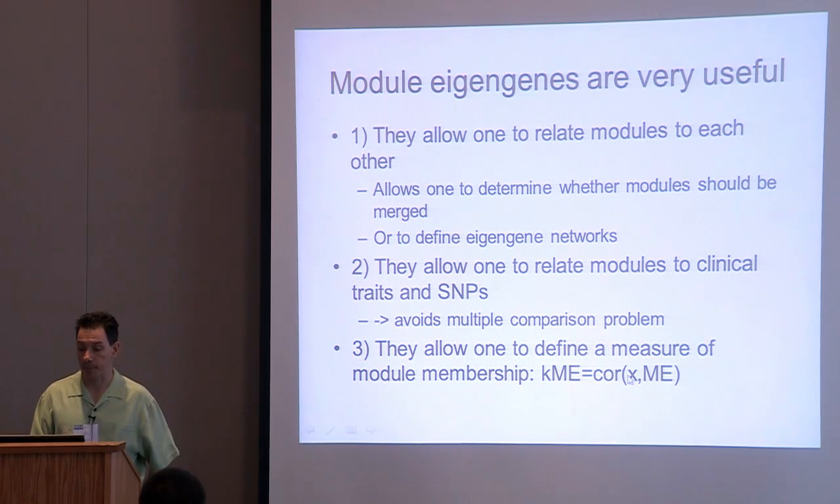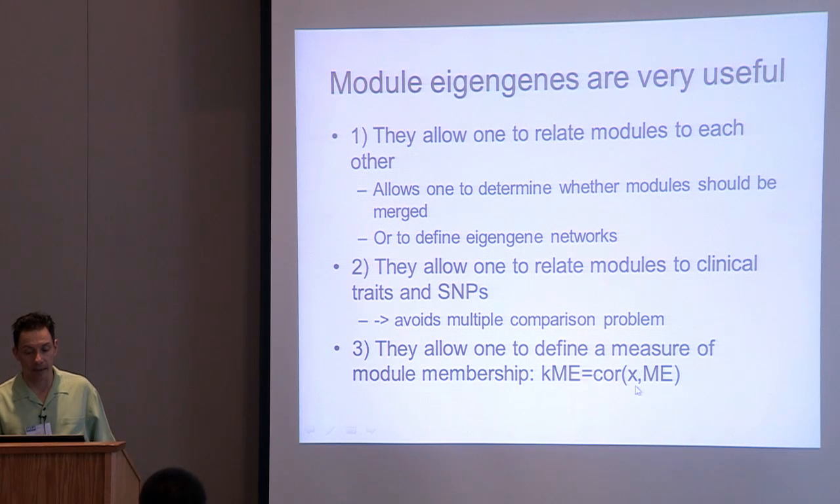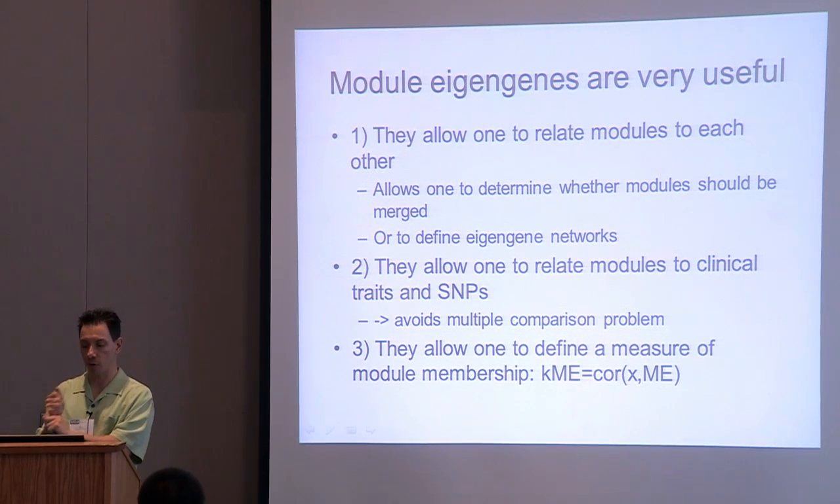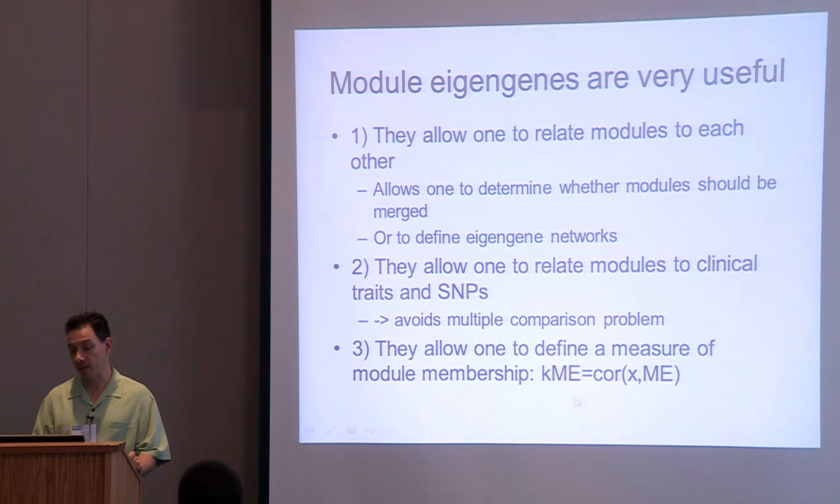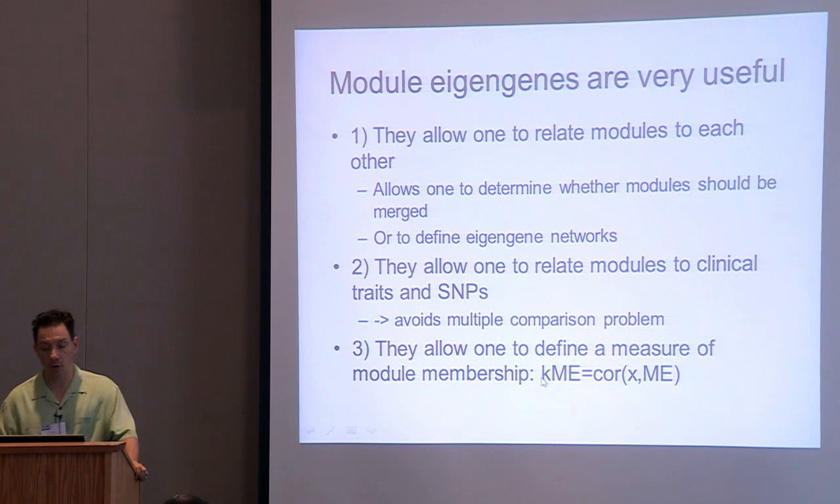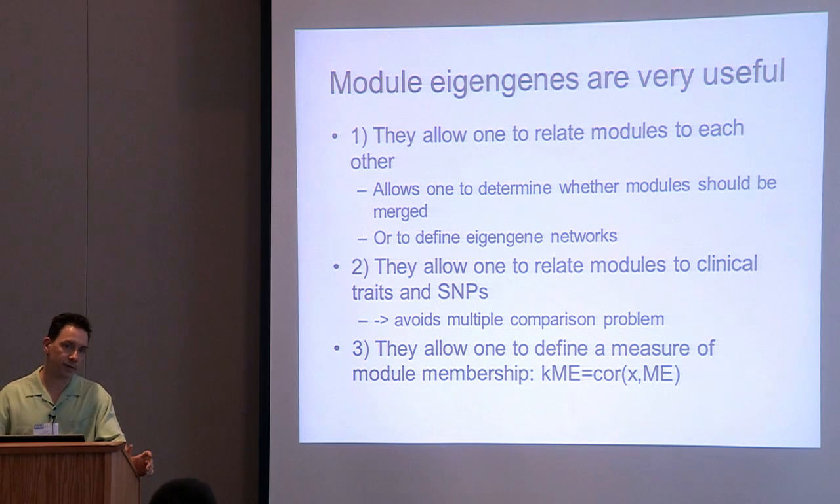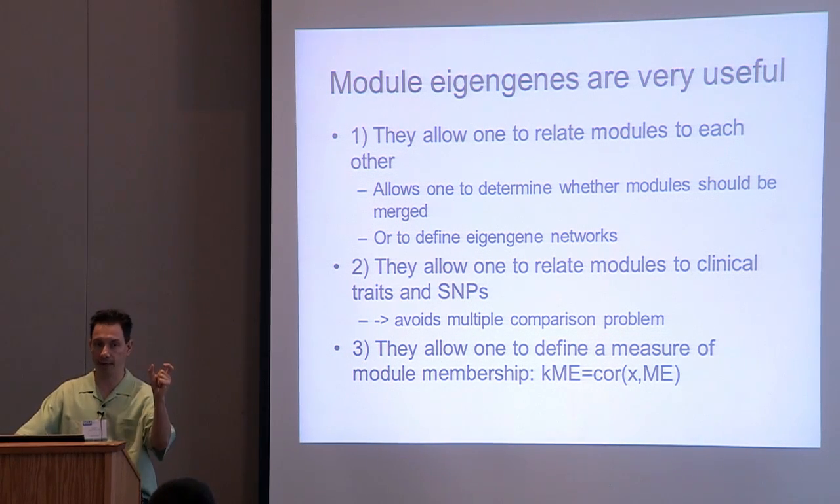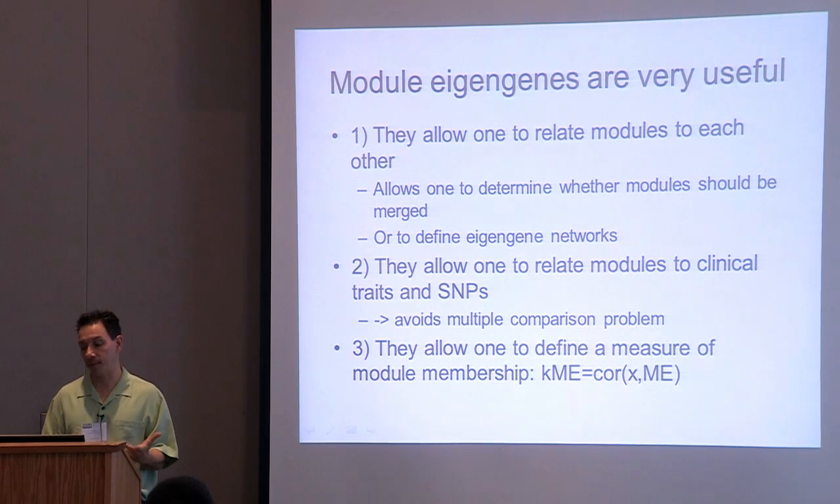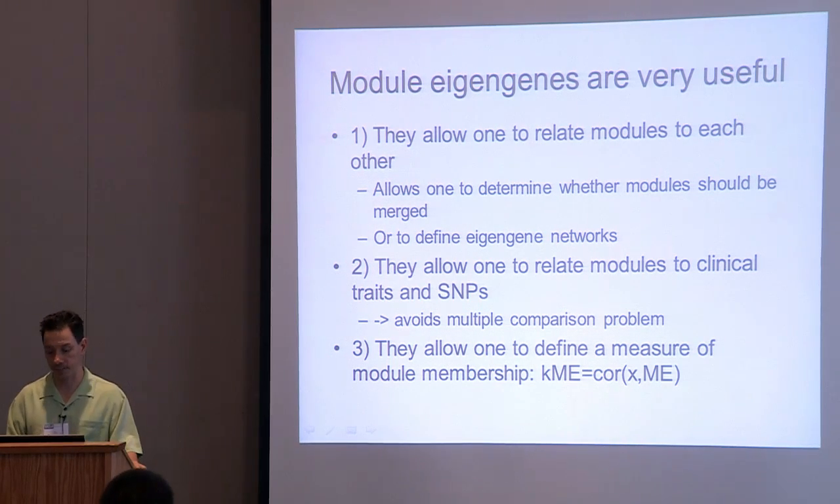The third reason why we like module eigengenes is because they give rise to this measure of module membership. When we have a gene, we can correlate it to the module eigengene, and that correlation measures in certain ways how close my gene is to the module, right? It measures how co-expressed my gene is with this module eigengene. And therefore the resulting measure is a natural measure of module membership, and we denote it as KME, which stands for module eigengene-based connectivity measure. Remember, K denotes the connectivity, and KME is another measure of connectivity based on the module eigengene.